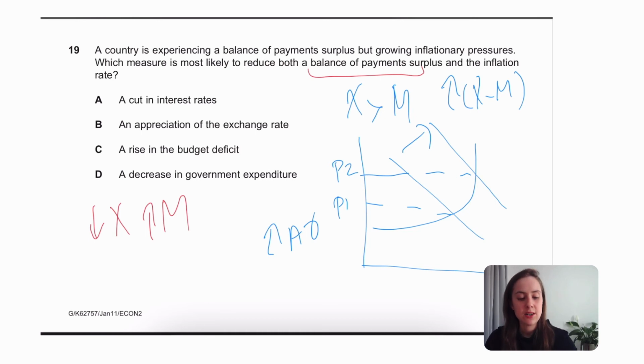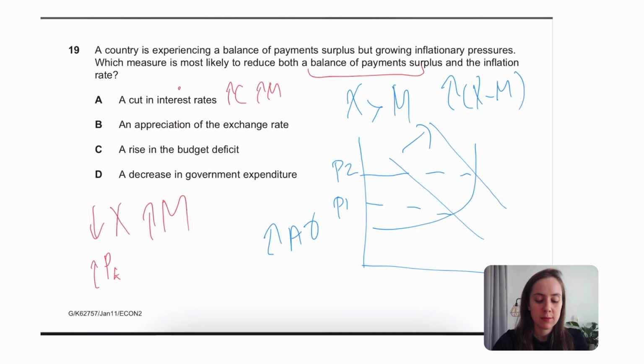A cut in interest rates is going to increase consumption, and that's going to increase M. That seems to be a possible answer, at least for the first one. So I'm just going to put a dot there. If the exchange rate appreciates, if the pound appreciates, this makes exports more expensive and imports cheaper. So we should import more. Seems to be a possible answer.